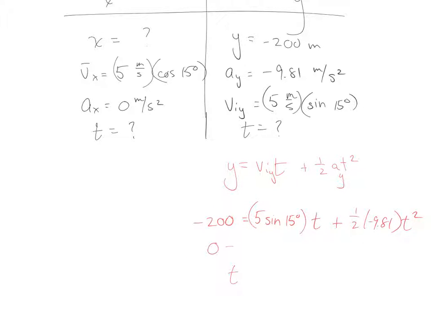So move the 200 over by setting it equal to 0. I'm going to put things in order. I don't have to really do what I'm about to do, but I can. The order does not matter. But I recognize here this is really negative 4.905. That's a number that repeats itself a lot, so you probably know it by now. What does 5 sine 15 turn out to be again? 1.29? That is another one. This cannot be factored. Don't try and factor it.